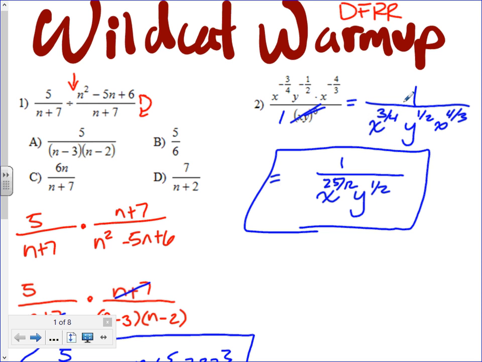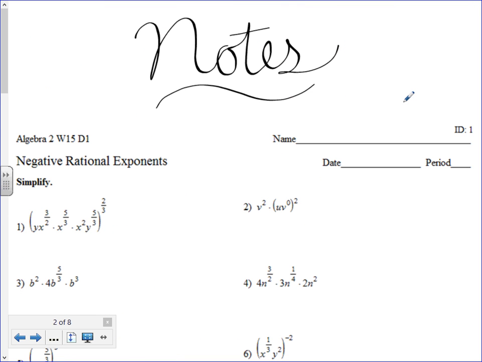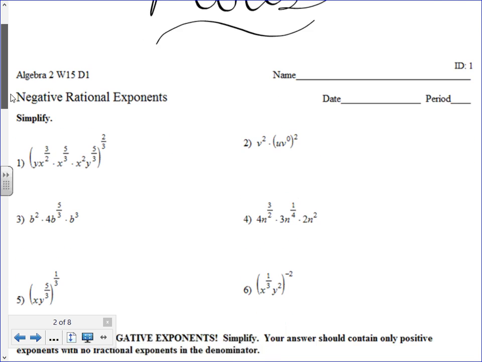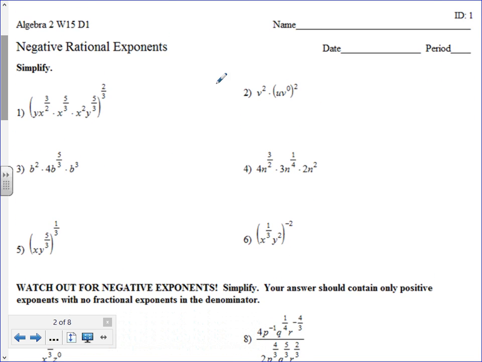Take your warm-up, set it aside, and look at today's notes in 10, 9, 8, 7, 6, 5, 4, 3, 2, and 1.